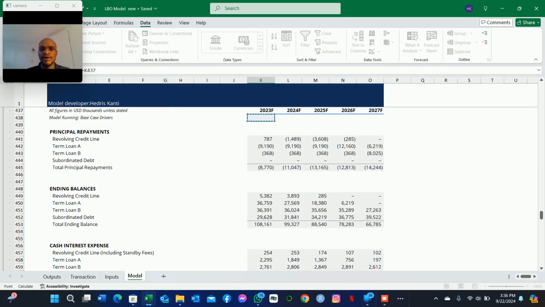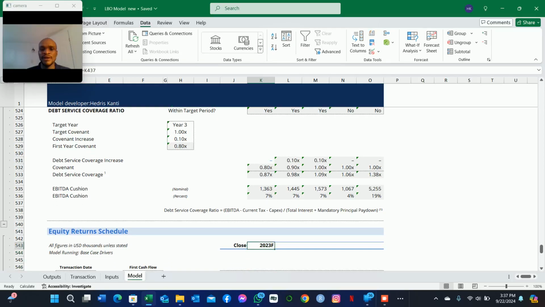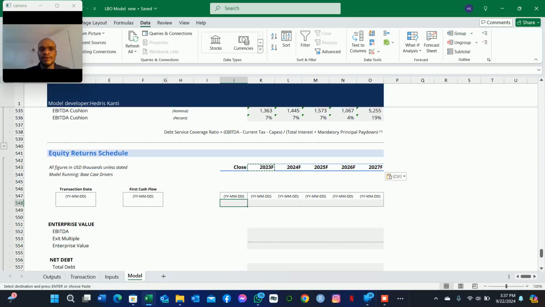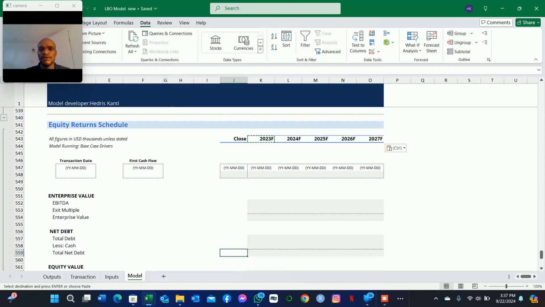So we go to where we can grab the years. We can take this to the end of our projected period. And then we have here set up the transaction date. We have the first cash flow. And then we're going to be simulating whatever the dates going forward will be, because we're going to be using these dates to calculate our returns, the internal rate of return for this class of investors.